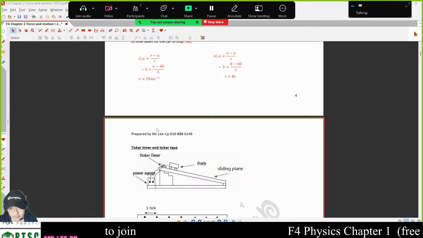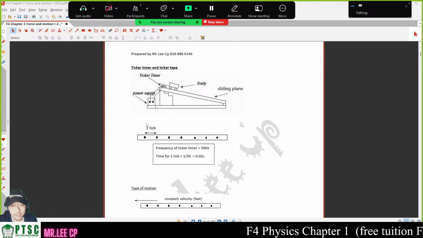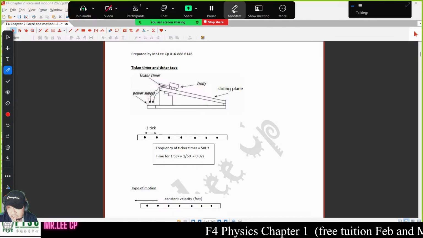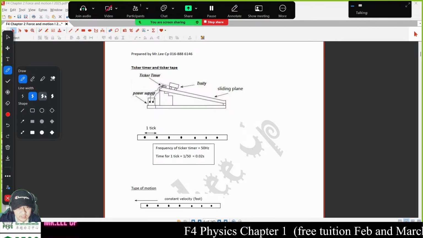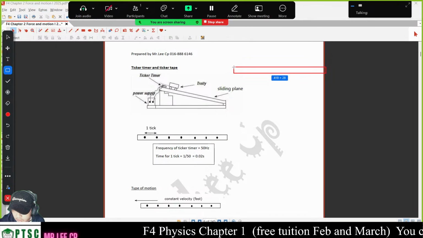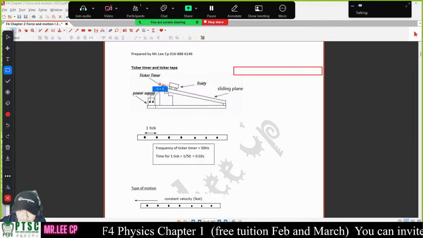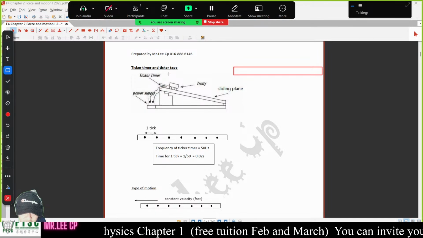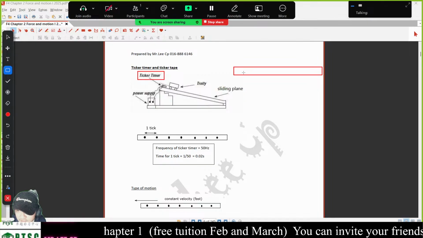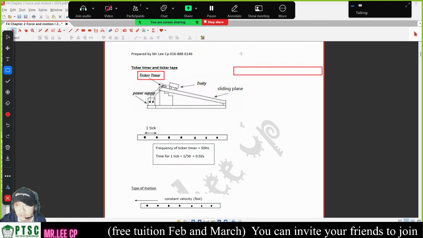Okay. So we continue to see what is ticker timer and ticker tape. Now this is ticker timer, ticker tape. This is in your physics experiment. So you are going to do one experiment. You got a paper there. So you got one machine here. This machine is used to tick, so we call it ticker timer. And then this is a tape, a paper, ticker tape paper. So you are going to tick it.